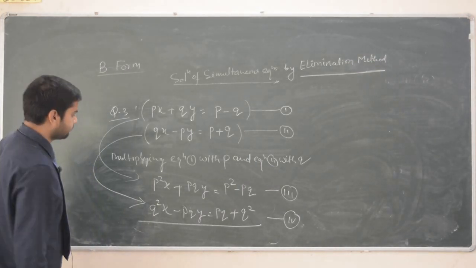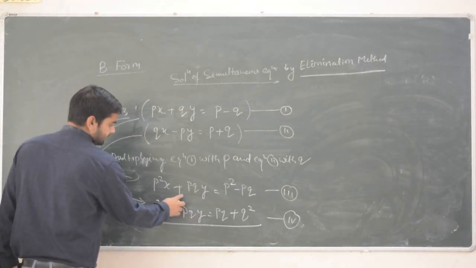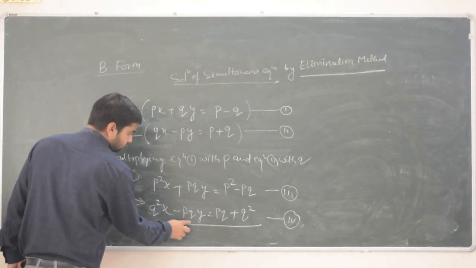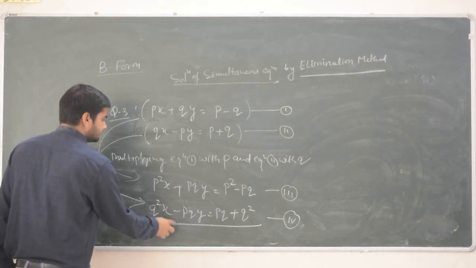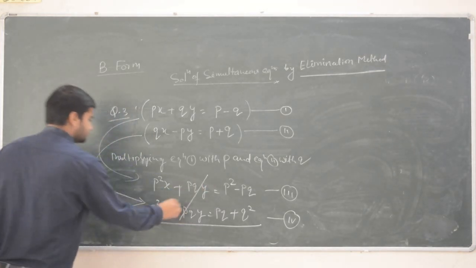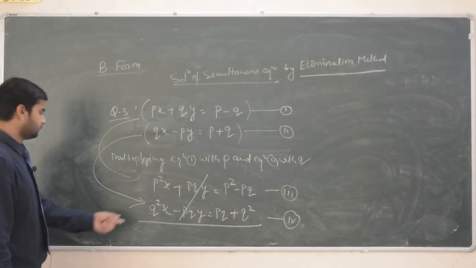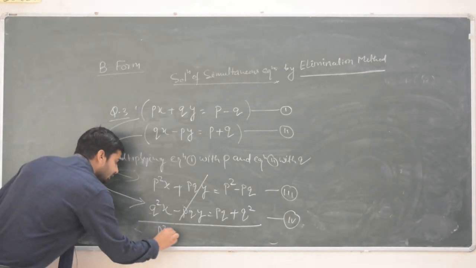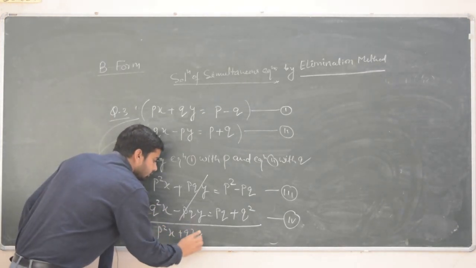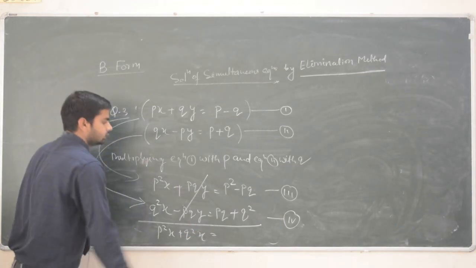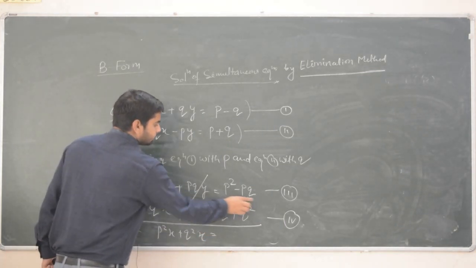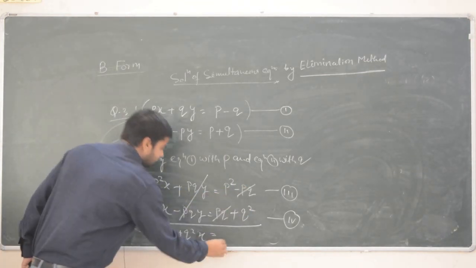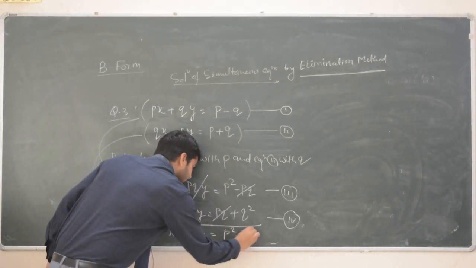Adding equation 3 and equation 4, we can see that equation 3 has a plus pqy term and equation 4 has a minus pqy term. So if we add these equations, these two terms will get cancelled out. Now we can add p square x plus q square x, equal to, on the right side, minus pq and plus pq get cancelled out. The remaining terms are p square plus q square.